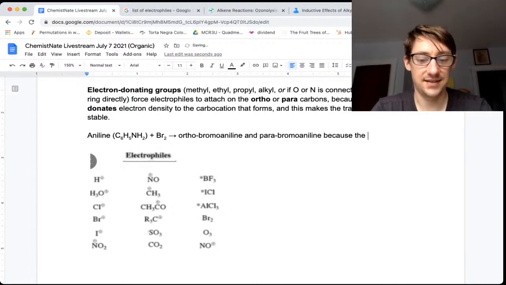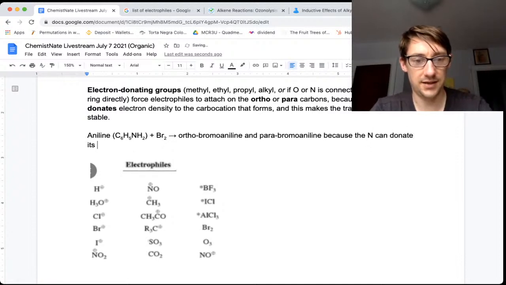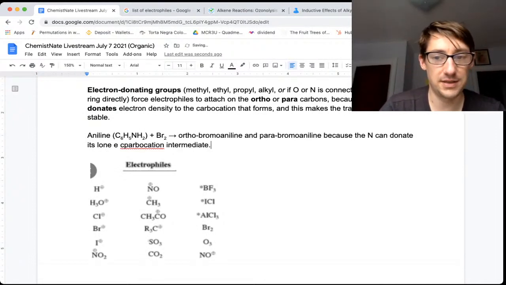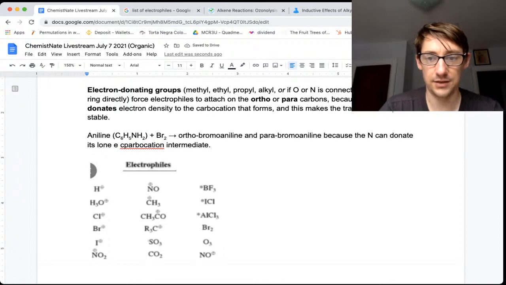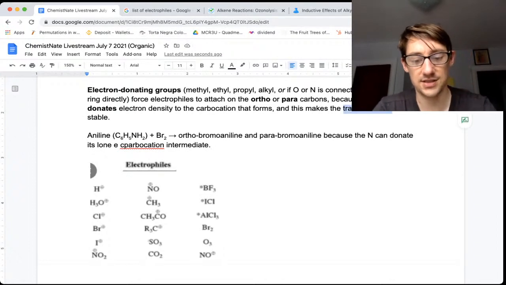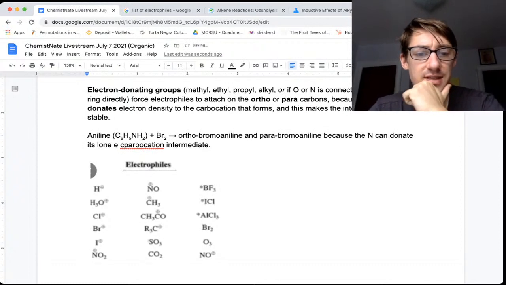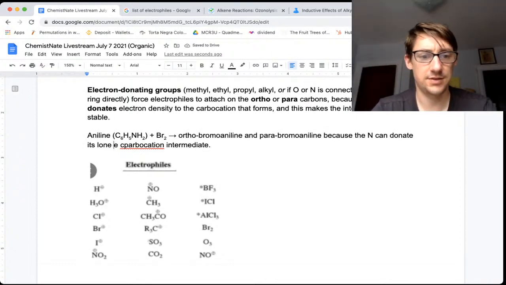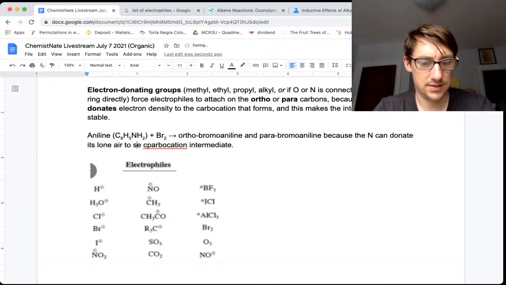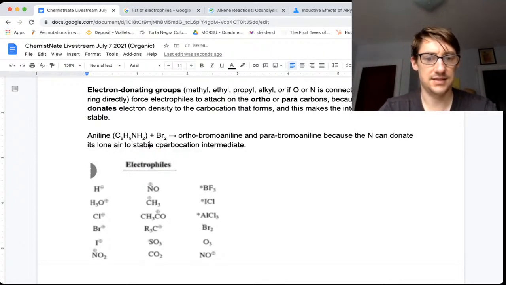Because the N can donate its lone pair to the carbocation intermediate. Oh, it's the word intermediate. That's the word I'm looking for, not transition state. This makes the intermediate more stable. It can donate its lone pair to stabilize.